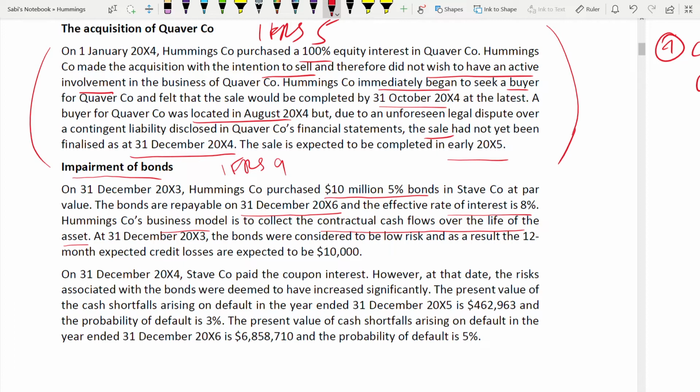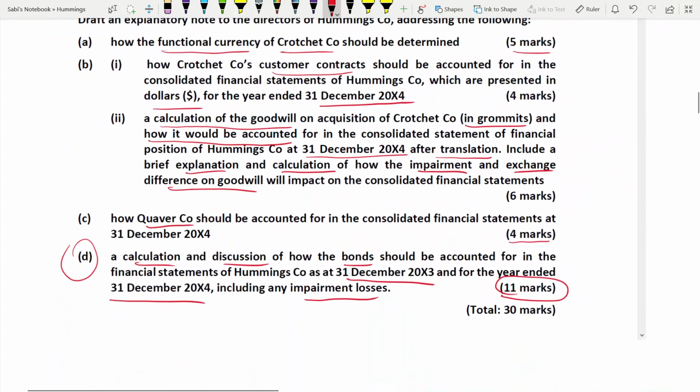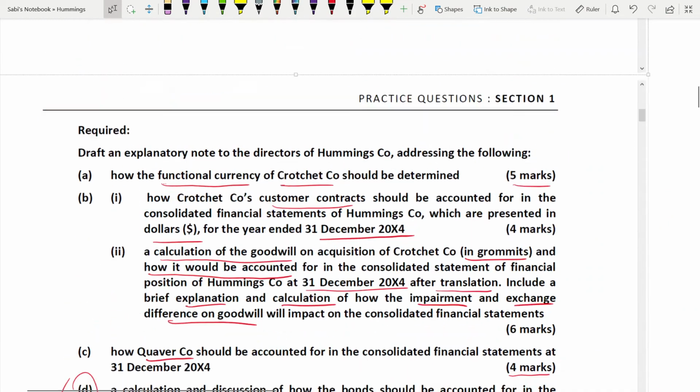And at this date, bonds are considered to be low risk. Remember, this is impairment of bond, so that's why you have to talk about the credit risk. It is low. So as a result, 12-month expected credit loss is expected to be 10,000. They have already calculated it. You don't have to calculate. Now, here you have to calculate for both the dates, 31st December 2003 and 31st December 2004.